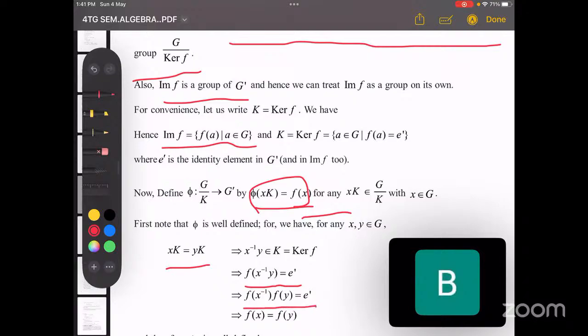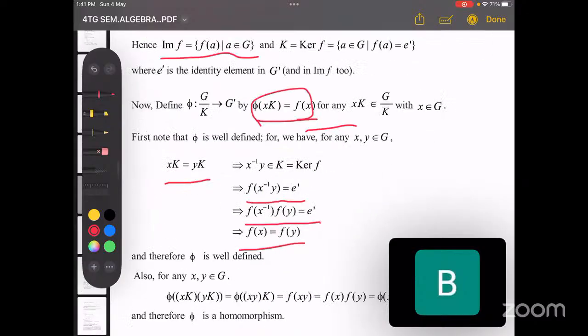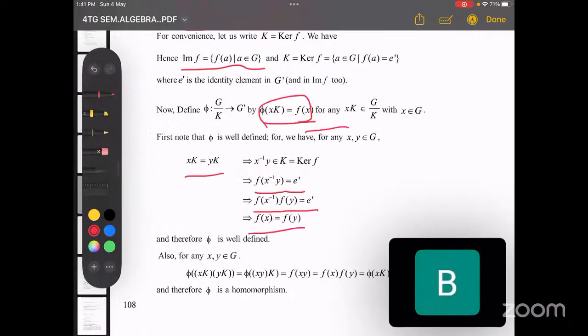Whenever it equals the identity element, and f of x inverse is there, when you take f of x to the right-hand side, what will happen? We will get f of x equals f of y. Therefore pi, the function we have defined, is a well-defined function. First, this we have to show. Also, we have to show that it is a homomorphism.